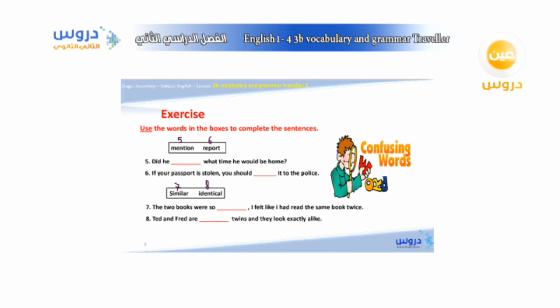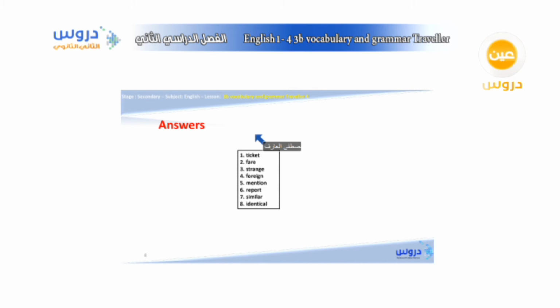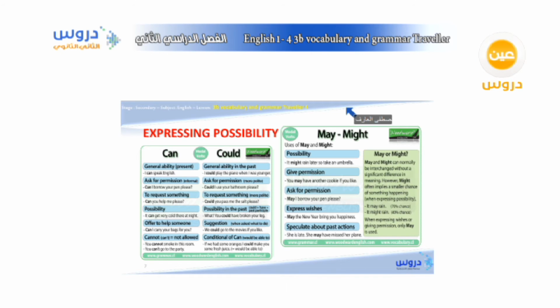So as you said, we have talked about some words like ticket and fare, strange and foreign, mention and report, similar and identical. Now let's jump off to grammar. When you can do something, sometimes we use some auxiliary verbs to express how often and how much you can do something.